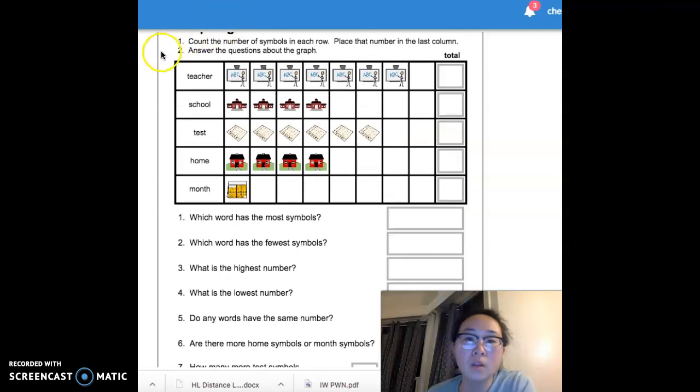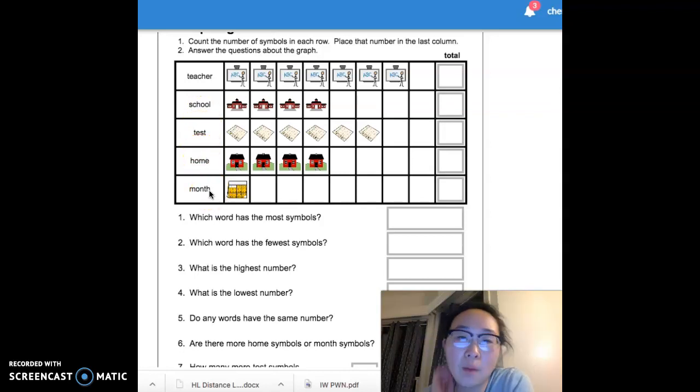All right, so the first direction says, count the number of symbols in each row. Place that number in the last column. So over here is the last column. Number 2, answer the questions about the graph. So first we'll complete the column. The words and icons we're looking at are teacher, school, test, home, and month.